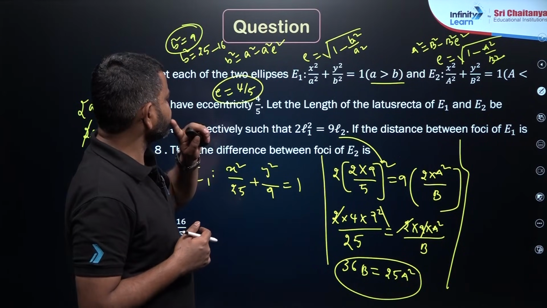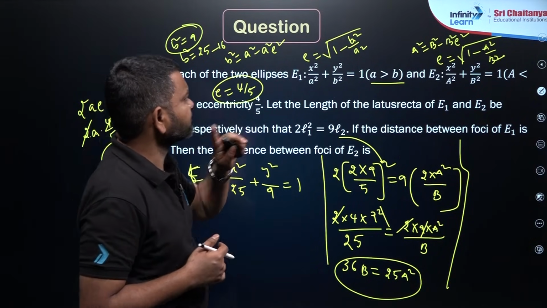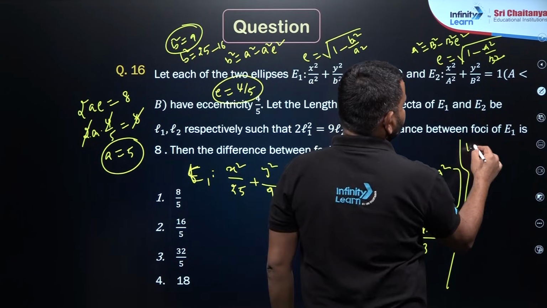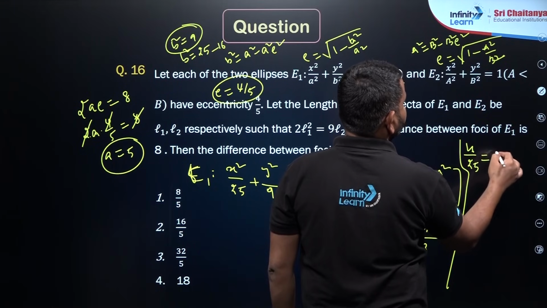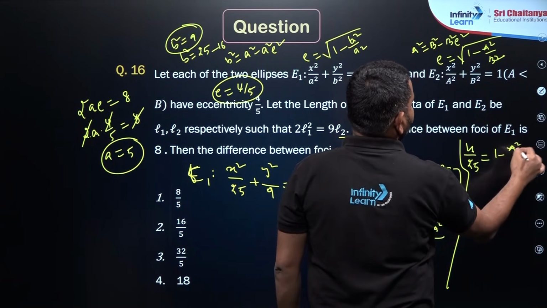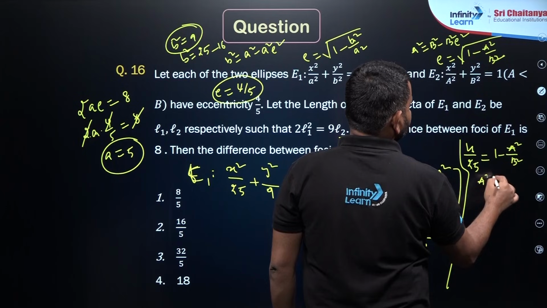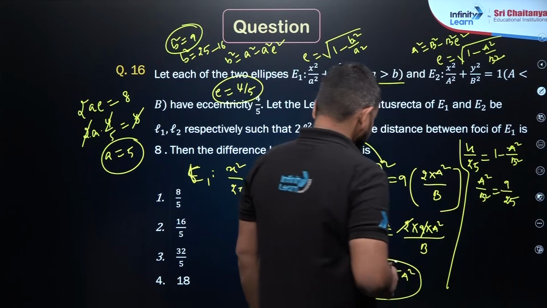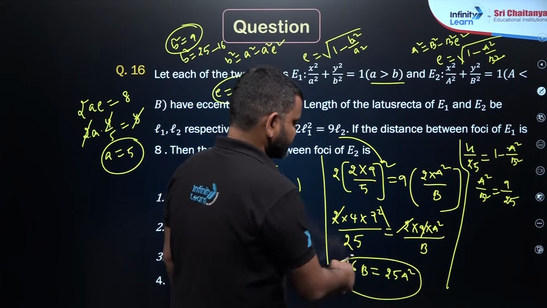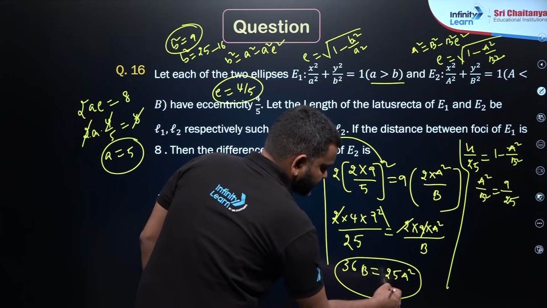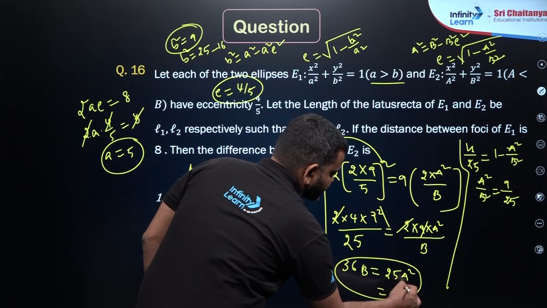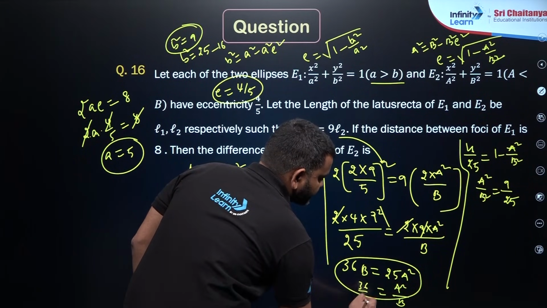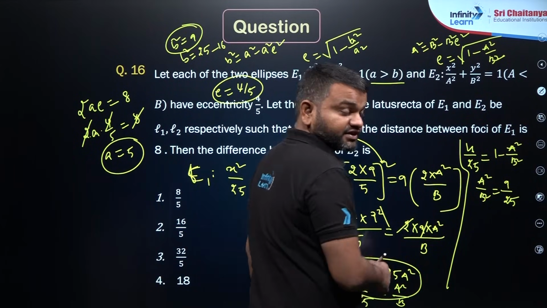The difference between the foci is what we are asked to solve. So eccentricity is given as 4 by 5. So this is going to be 16 by 25, that is equal to 1 minus a square by b square. So a square by b square is going to be 9 by 25. Here I don't have a square by b square, but in other words I can write this as a square by b, that is 36 by 25. So a square by b is 36 by 25.